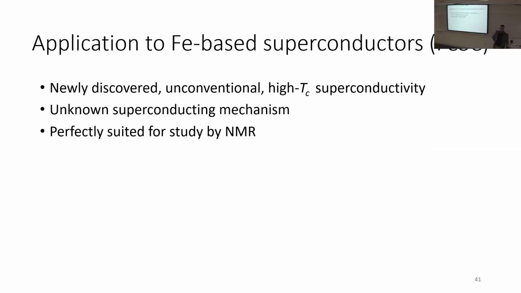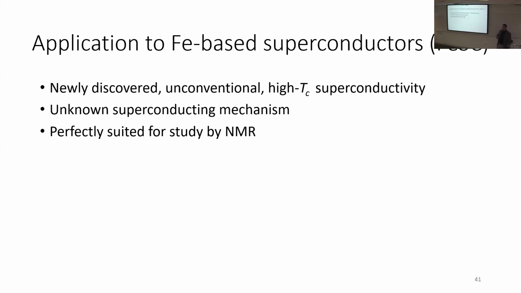So now I want to go to the last topic, which is how we use these electric field gradient calculations to better understand iron-based superconductors, which I briefly touched on earlier. Iron-based superconductors are a newly discovered class of superconductors. They were discovered about 15, 20 years ago. And the interesting thing about them is that their superconducting mechanism is not known. They exhibit unconventional superconductivity. They don't follow the current BCS theory of superconductivity.